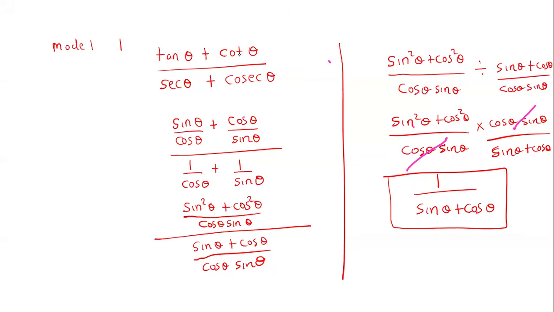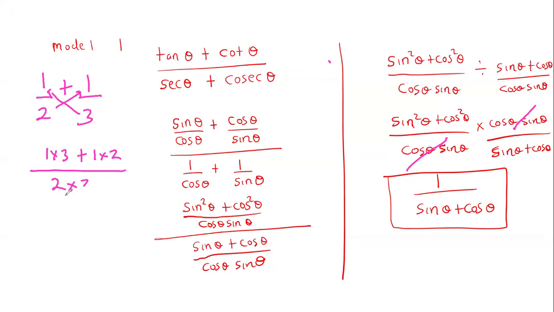I've said here we are not cross multiplying. Here, this is just the technique. Multiply here, multiply here. So you get 1 times 3, 1 times 2 out of 2 times 3. It's not that cross multiplying should be only for equal signs. No, no, no.